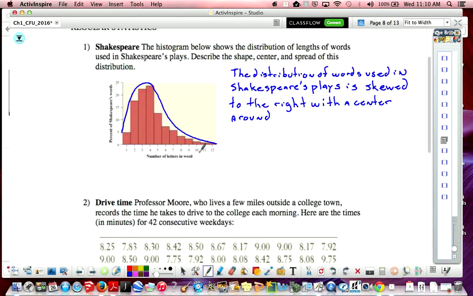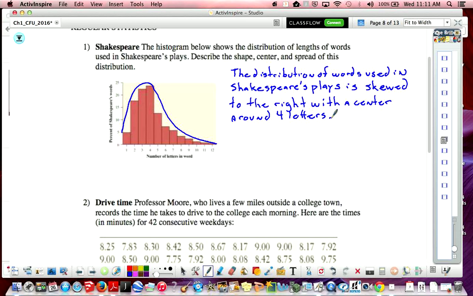So I have 5 again. This makes a total of, what did I say? That's 5, so that's at about 23. That puts me at about 45, putting my center somewhere right in around 4 words. Or it's not 4 words, my apologies. We're not talking about words, we're talking about letters.